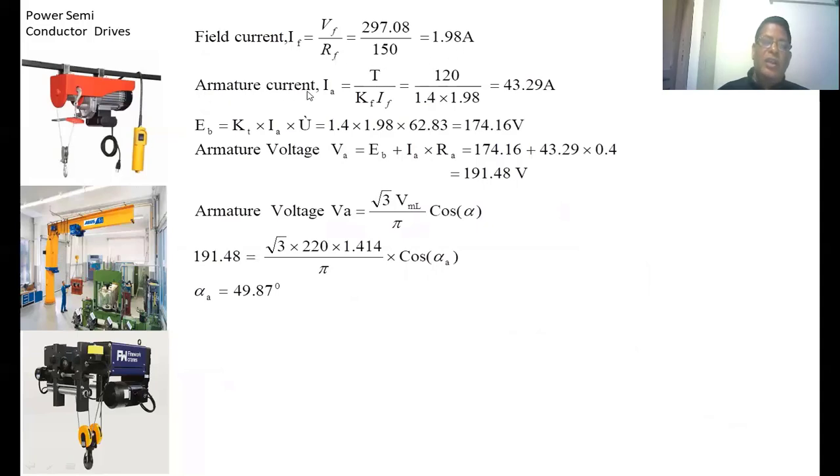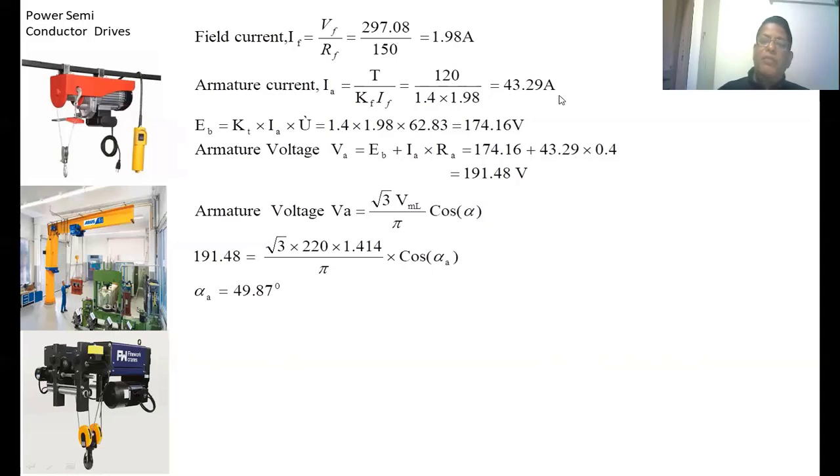Now you have to calculate the armature current. Current equal to torque divided by the KF into IF. So here KF value is already given in the numerical, that is 1.4. We found the IF value 1.98. This torque is given 120. So we are getting the armature current with this value of torque. We are getting 43.29 amperes.